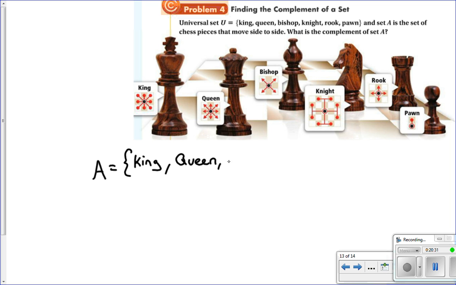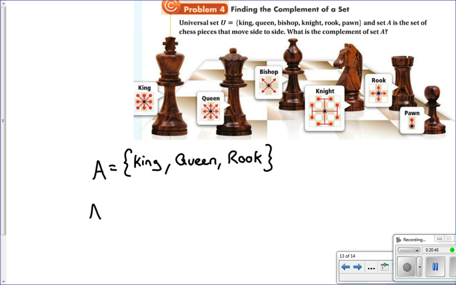The rook, the castle, can move from left to right. And the pawn can only move forward. It can't move in any other direction. So therefore, it is not a piece that moves side to side.